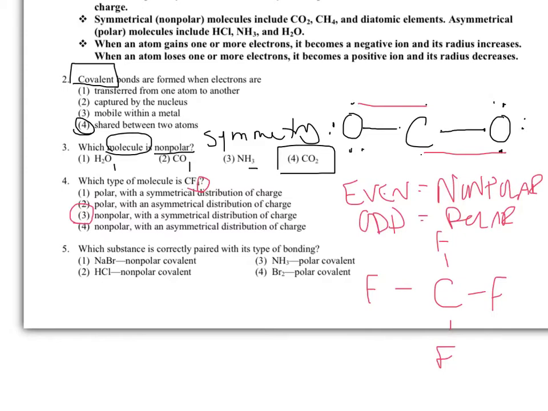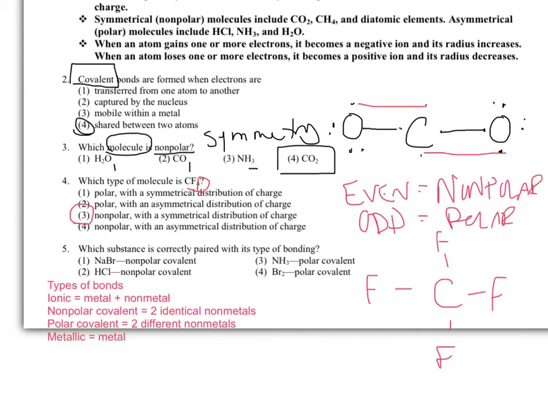Question number 5 again is asking us about bonding. Now, when we are looking at bonding, the simplest way is to identify the types of atoms in the bond. So let's take a quick note. Here, ionic bonds are always formed between a metal and a nonmetal, while nonpolar covalent bonds are formed between two identical nonmetals. Polar covalent bonds are formed between two different nonmetals, and metallic bonds are formed between a metal with itself. Now this concept of polar and nonpolar bonding, again, will not be present on our first bonding exam, though we'll review the question now.